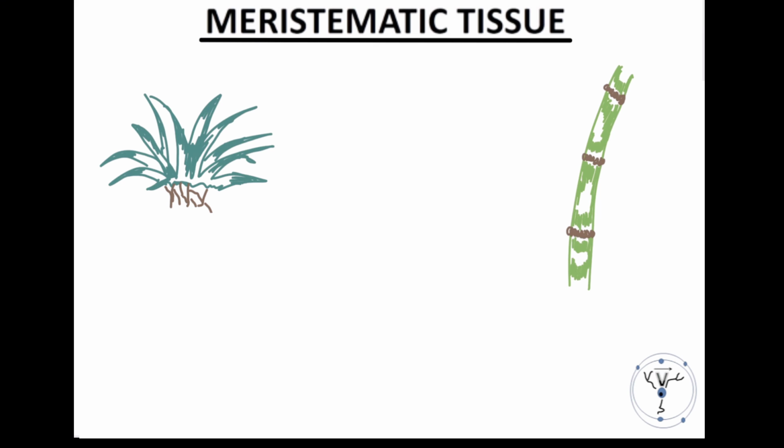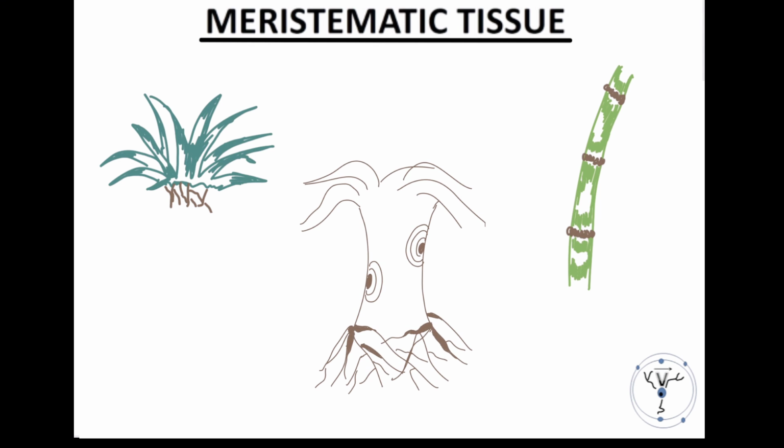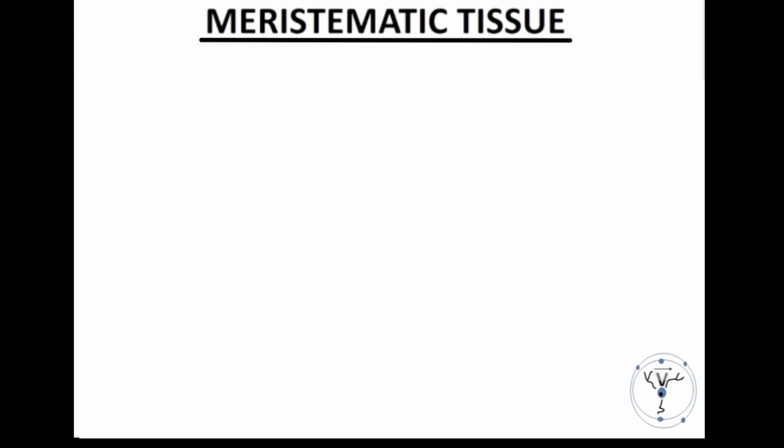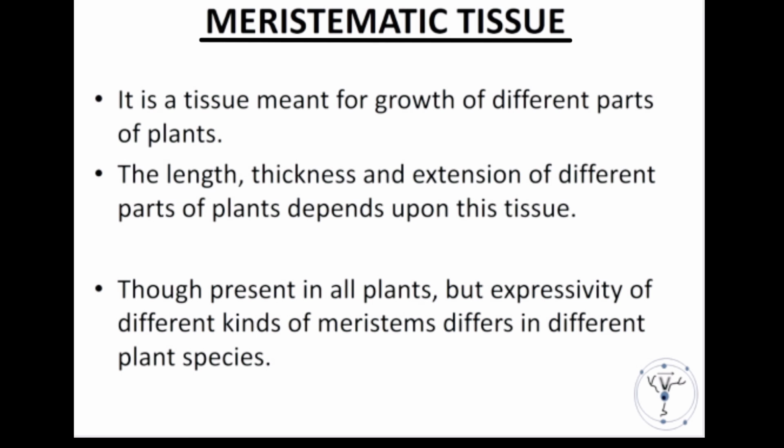Though each and every plant does consist of all the three kinds of meristematic tissue, depending upon the species, depending upon the type of plant, there is always a difference in the amount of meristematic tissue activity expressed in each and every plant.